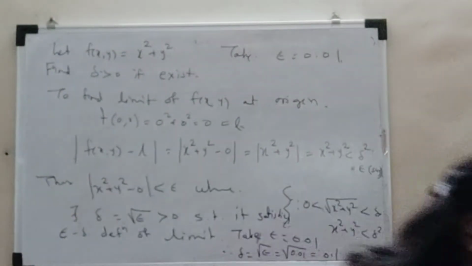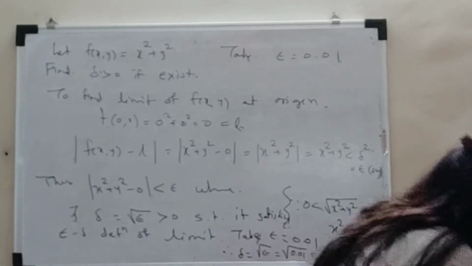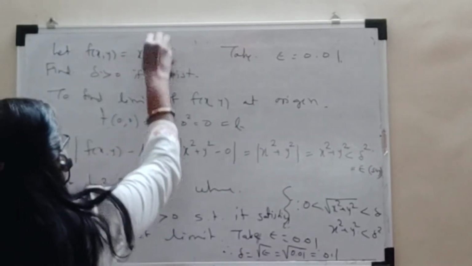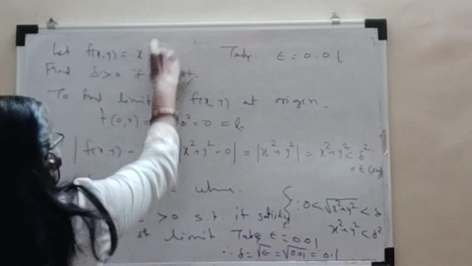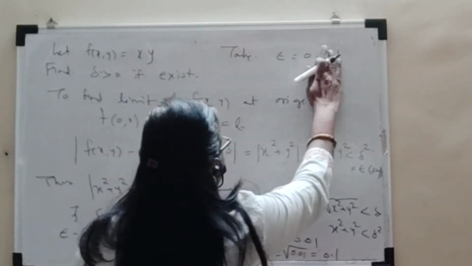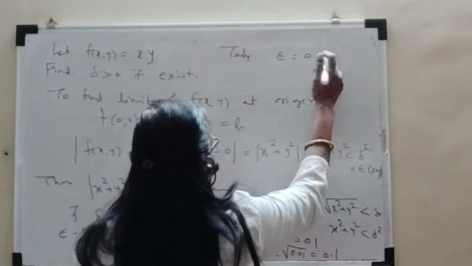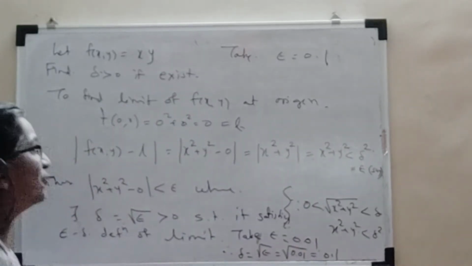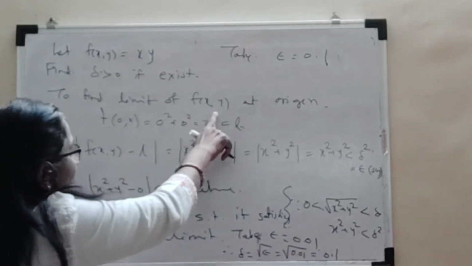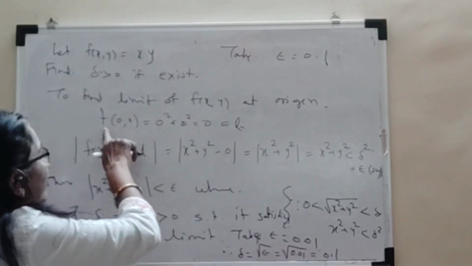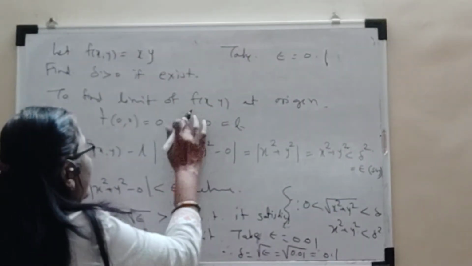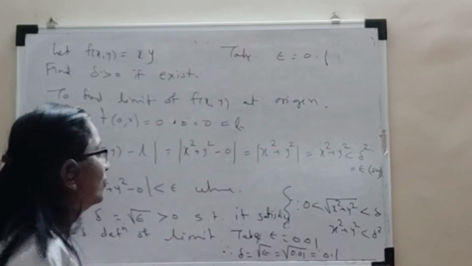Now we'll take one more example, a simple example, in which f of xy is equal to, say, the product xy. And I'll take, let epsilon equal to, say, 0.1. And we have to find again delta if it exists. Now to find again the limit of the function at the origin, we try to find f of 0, 0. So that is equal to again 0 into 0. So that is equal to 0.